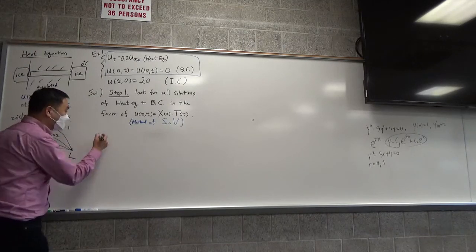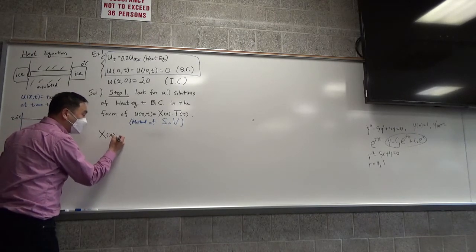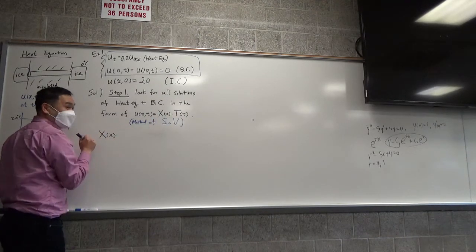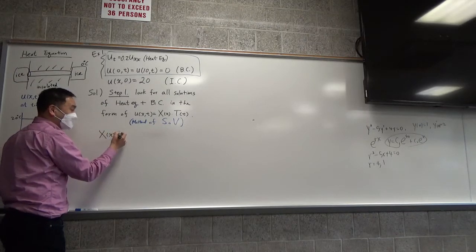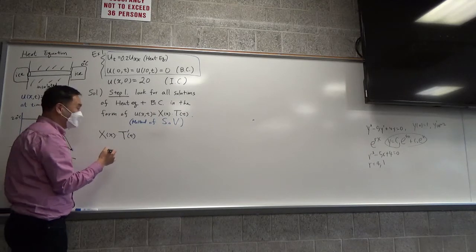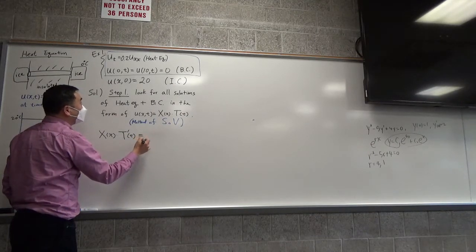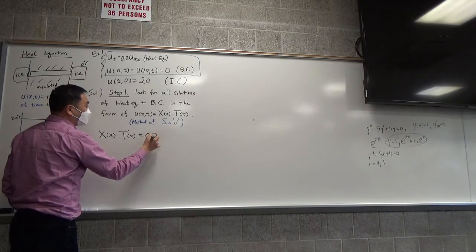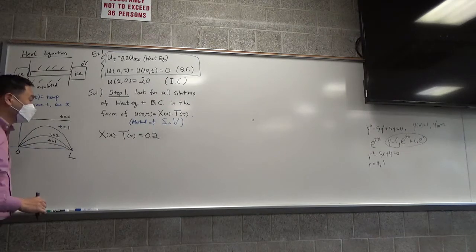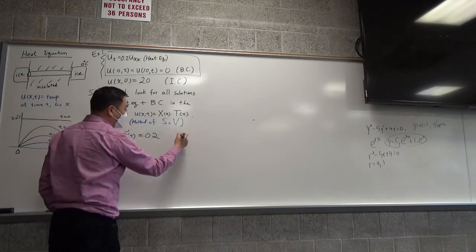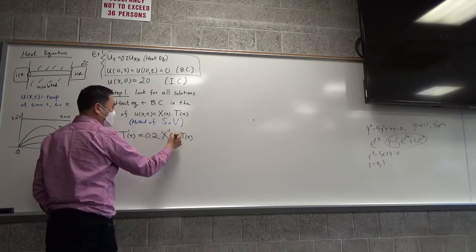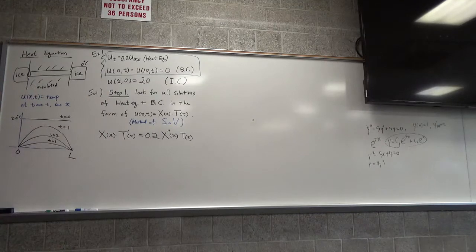You get X(x) times... X(x) times... See, that's a constant, so that stays as it is. And then derivative of T: T prime(t). Okay, on the right side, you get 0.2. What would you get for u_xx? You get T(t), it doesn't change, and X(x) double prime. X double prime, yes. So that's what you're going to get.